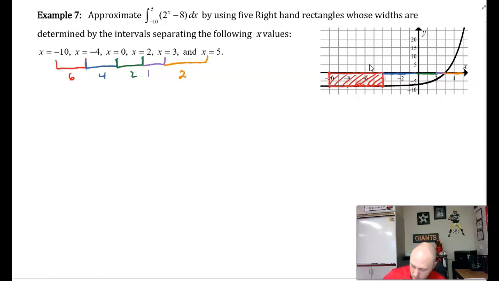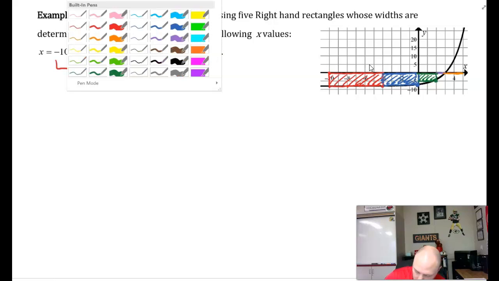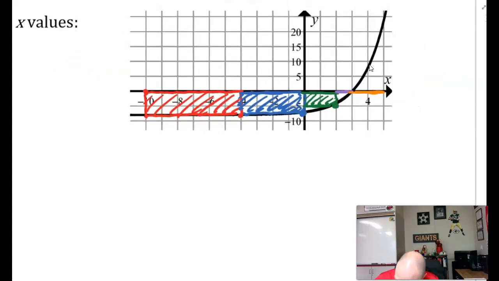Now, the second one, a right value is determined at 0. So here is the height of my second rectangle. The third one's going to be determined at 2. So here's that one. The fourth one determined at 3, and it looks like it's 0. And then the last one determined at 5.